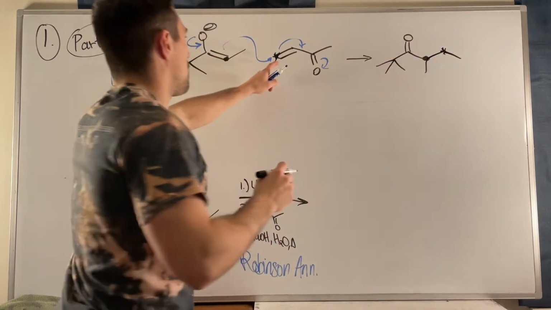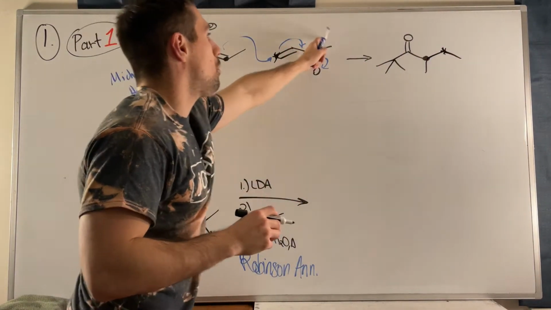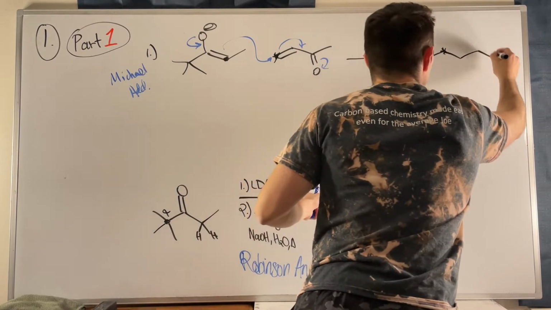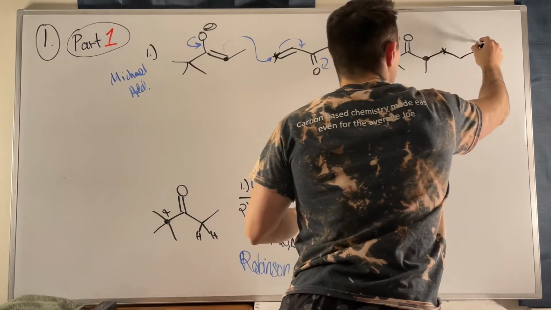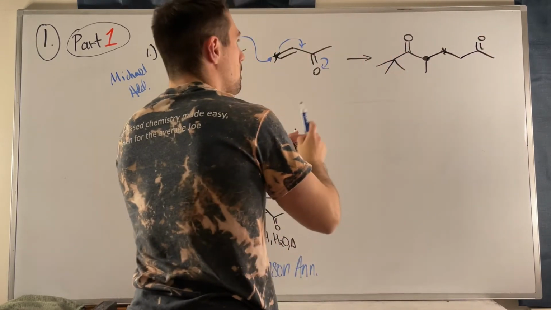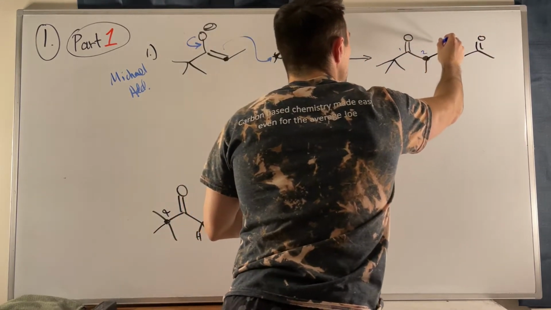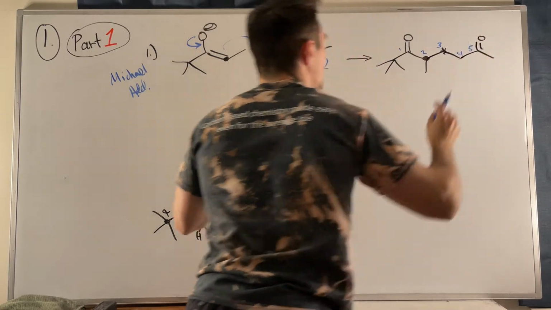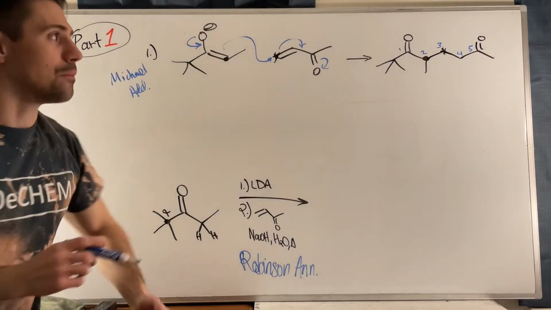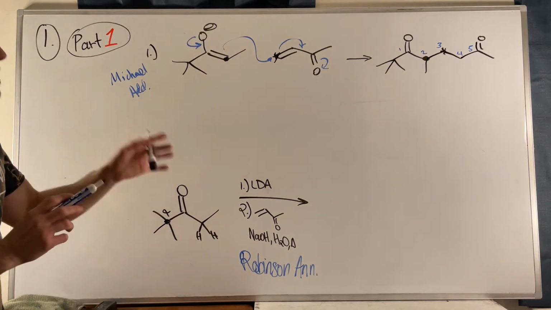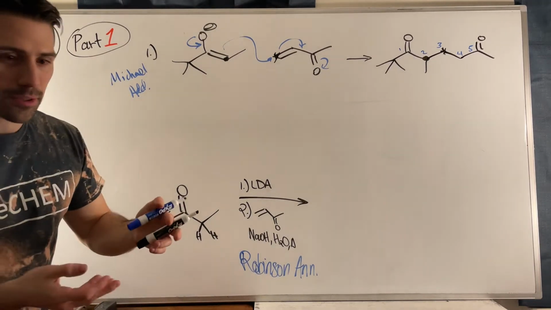which is 1, 2, 3, 4. And remember, 1, 2, 3, there's a carbonyl, 1, 2, 3. And you can double check yourself by 1, 2, 3, 4, and 5. There's the Michael addition. We did it correctly. Got the 1,5 dicarbonyl.